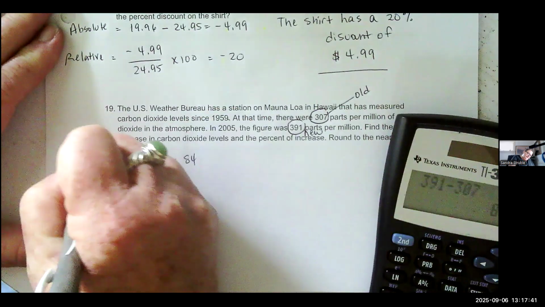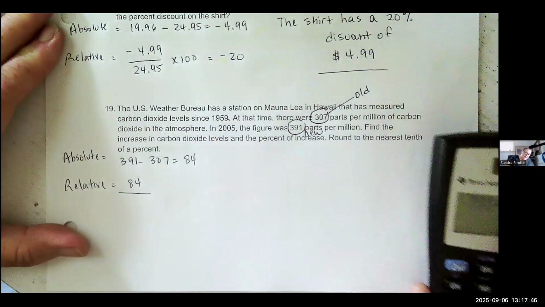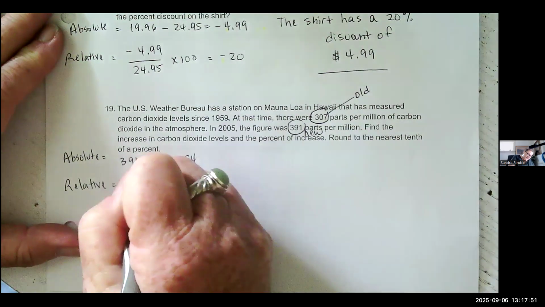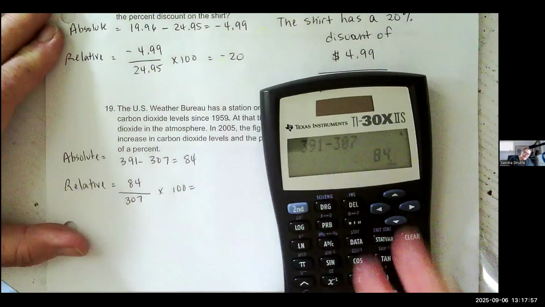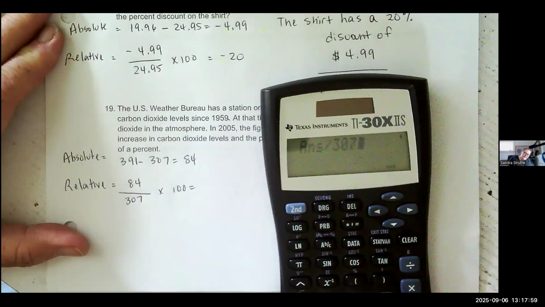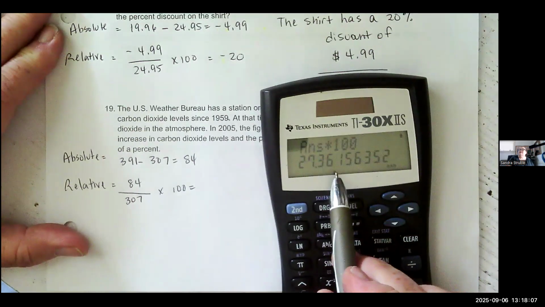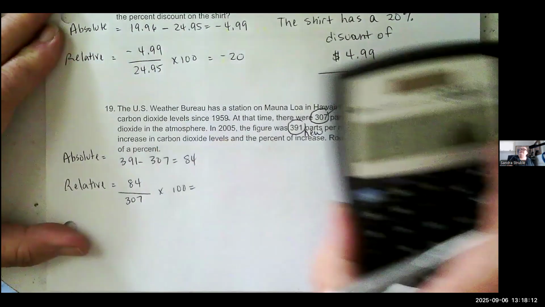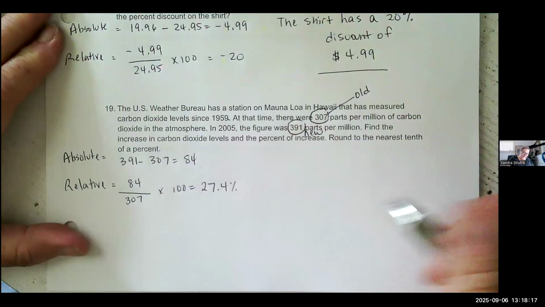Relative change is the absolute divided by the old, 307, times 100 to make it a percent. We already have the 84 in there, divided by 307 times 100 is 27.4. Note that that's a 3, but the 6 is greater than 5, so we add 1 to 3. 27.4%. All right, these are both increasing.